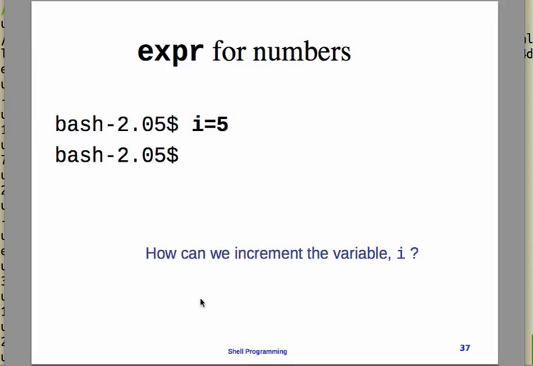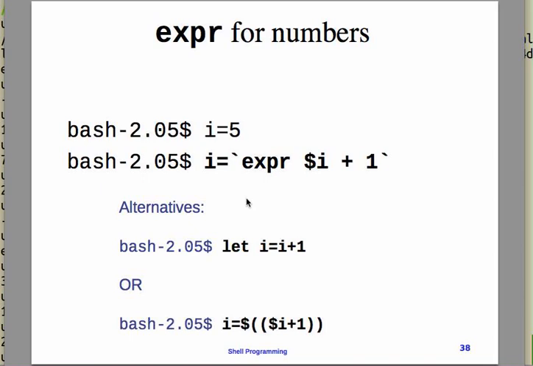Let's say we have a variable I equal to 5 and we want to increment it. How can we increment this variable? Well, basically we need to use one of these three ways of adding 1 to it. So you want to basically say I is equal to I plus 1. So you can say let I equals I plus 1. That'll work. So remember, no spaces over here. You can also use expr with the backtick, but remember it's probably better to use something else. Let's just try this out.